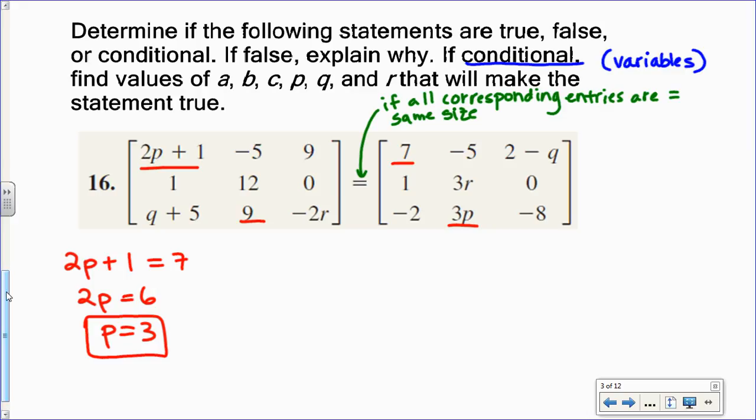All right, so q. Let me start on this matrix. I see q here. So 2 minus q, and I want to set that equal to what on the other matrix? 9. Okay. I also could have done q plus 5 equals negative 2. That would have been fine to do as well. So negative q equals 7. So q equals negative 7.